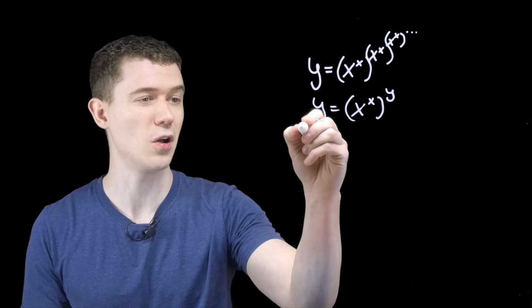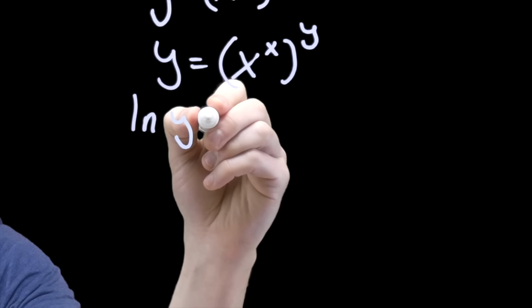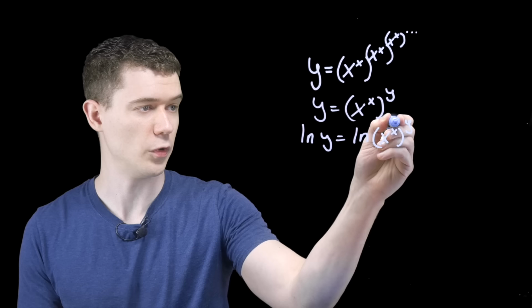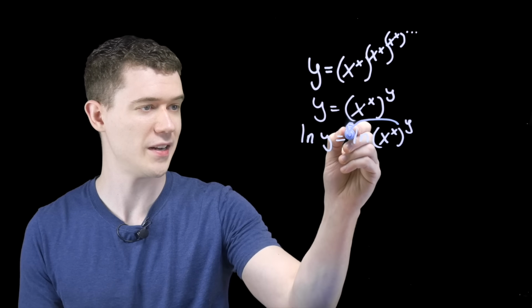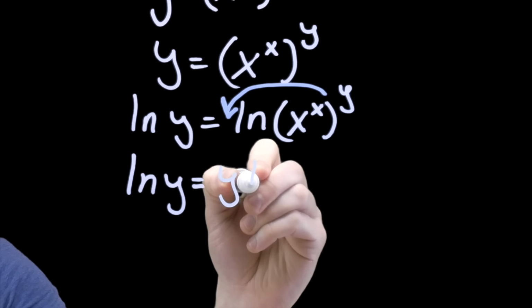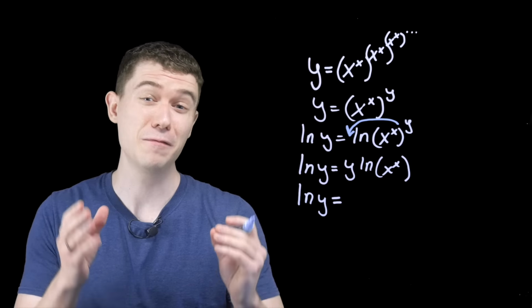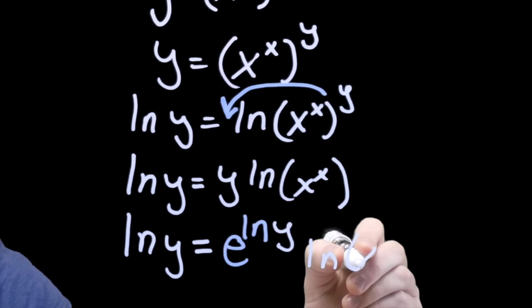Let's take the natural logarithm of both sides here. So ln of y equals ln of x to the x to the y. With properties of logarithms, we'll take this y down front, and this will be y natural log of x to the x. And now, for seemingly no apparent reason, we'll insert an e to the ln. Remember that e and ln, the exponential function and the natural logarithmic function, are inverses of each other. They undo each other, so we can insert them. I'm just going to put an e to the ln right here around this y, and this is completely legal.